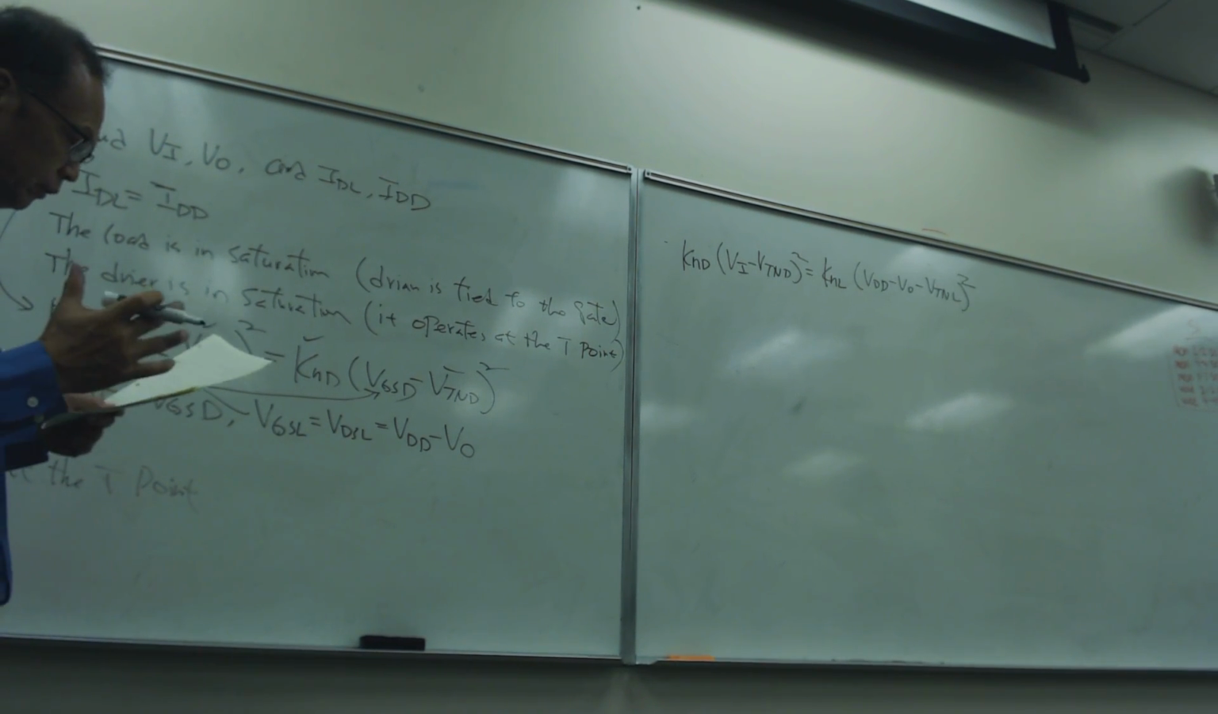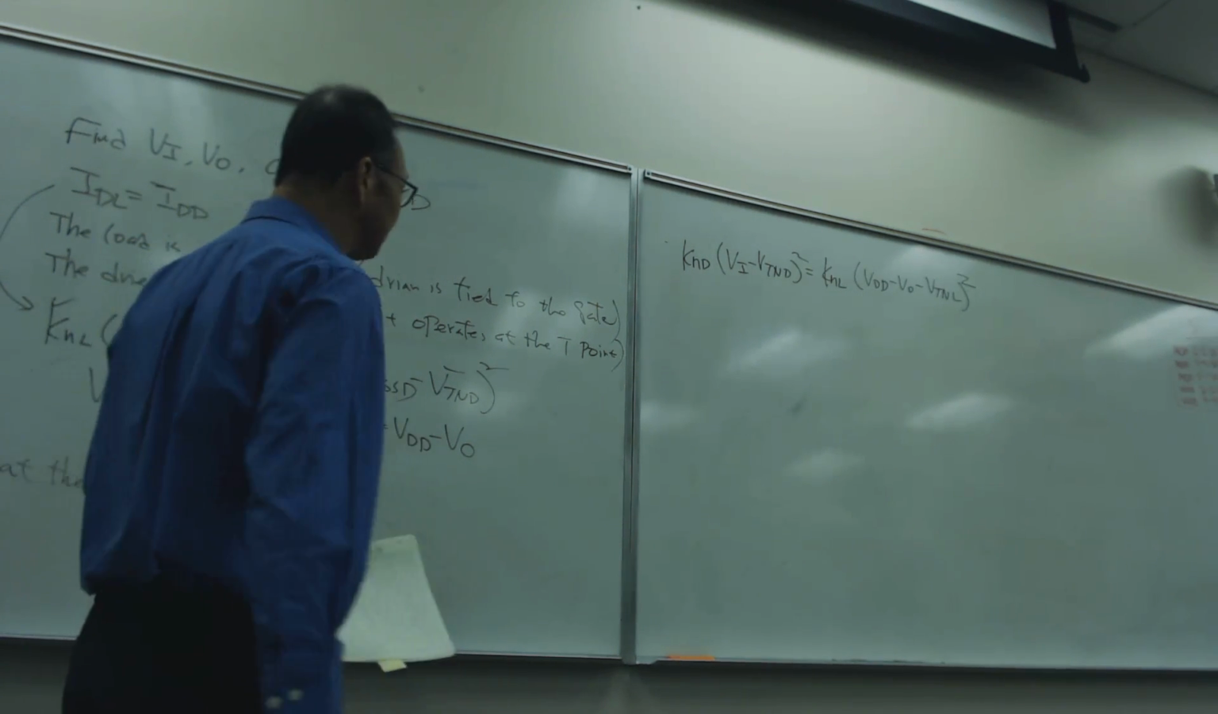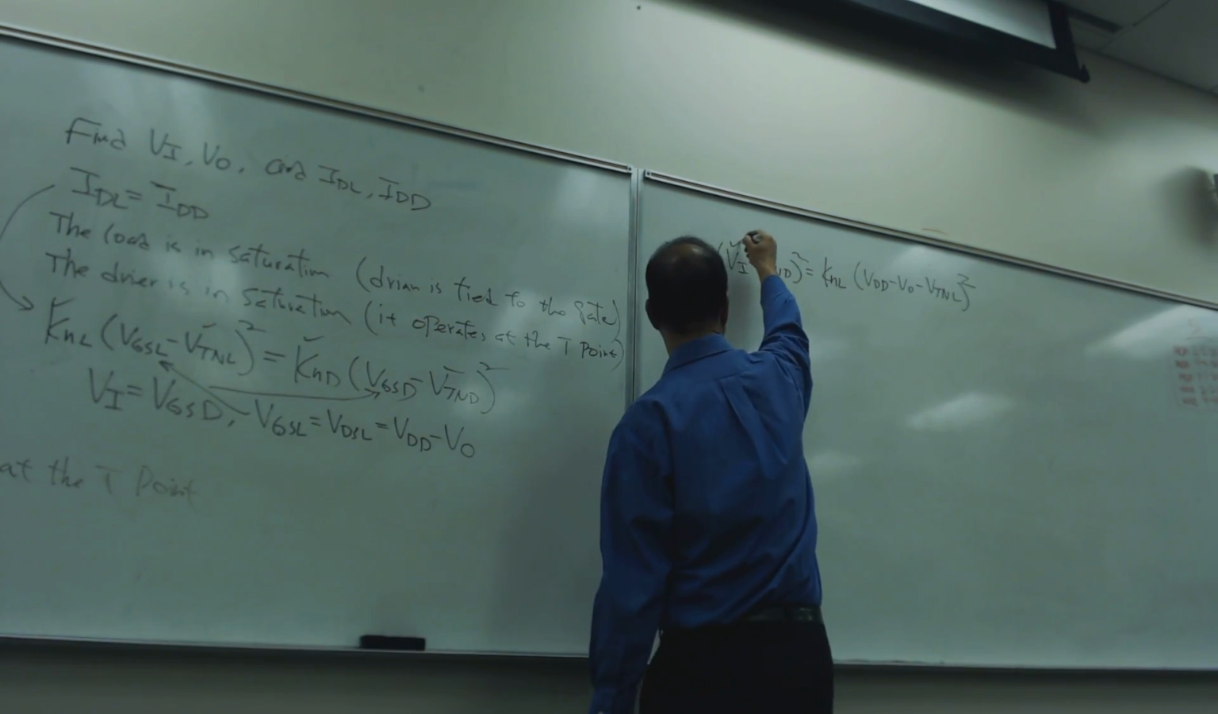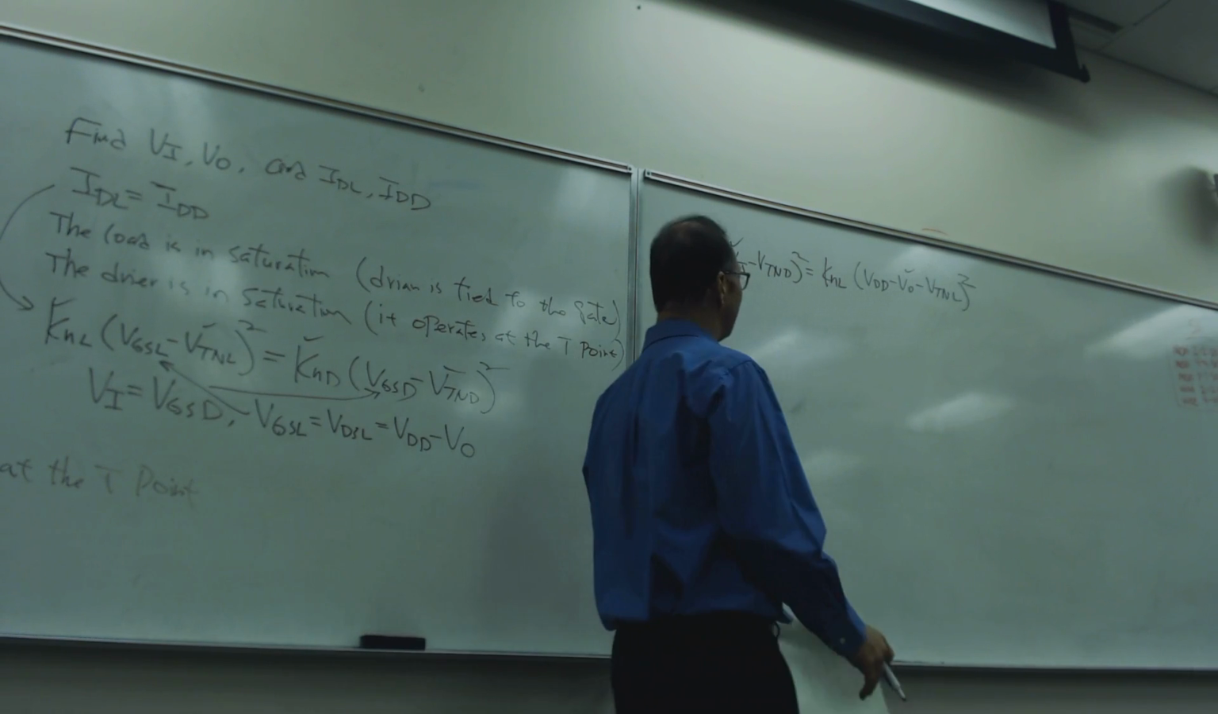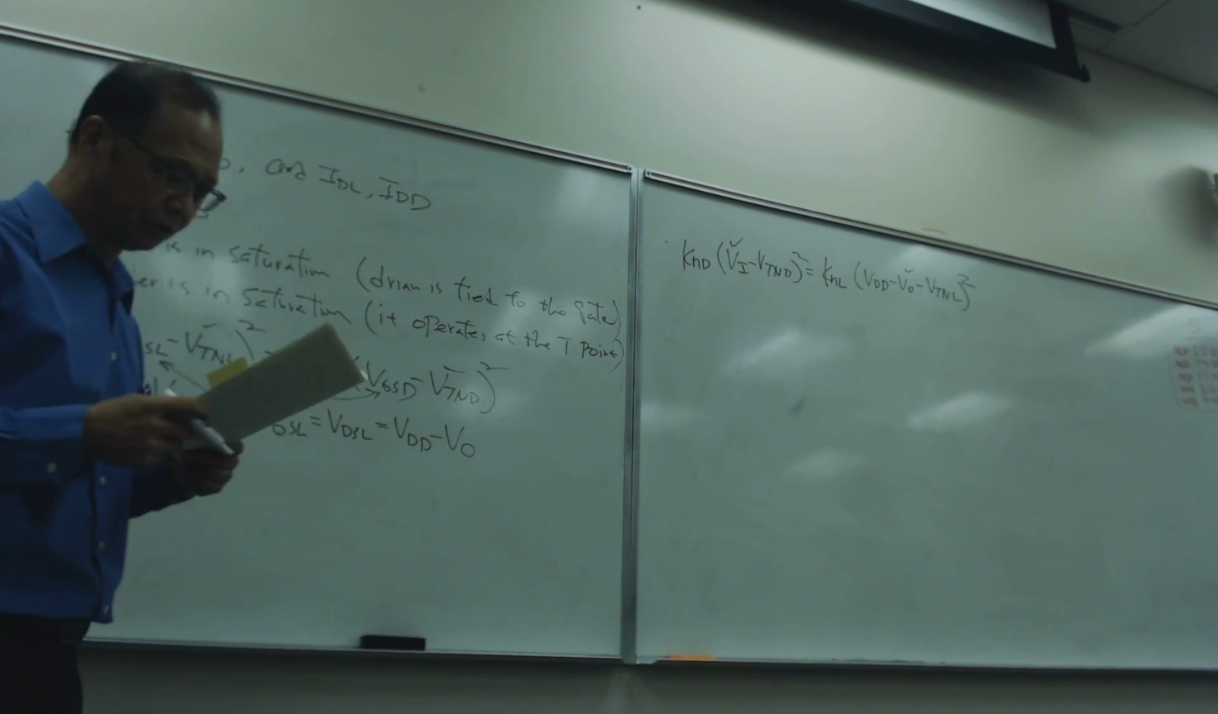I still have two unknowns, okay? Even though I did the substitution, because now the unknowns become VI and VO, right? These are the two unknowns. I still cannot solve it.